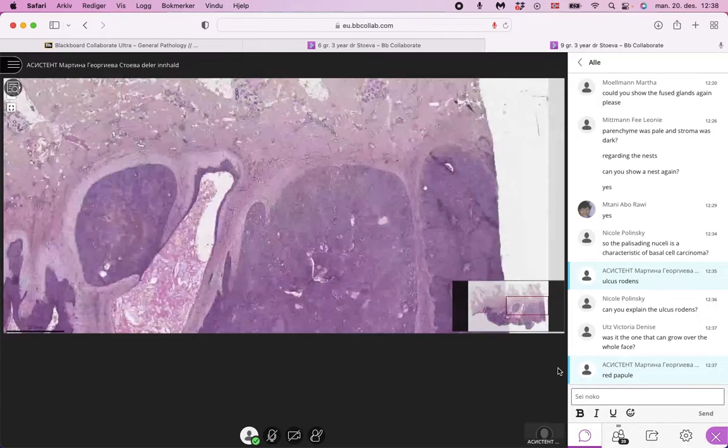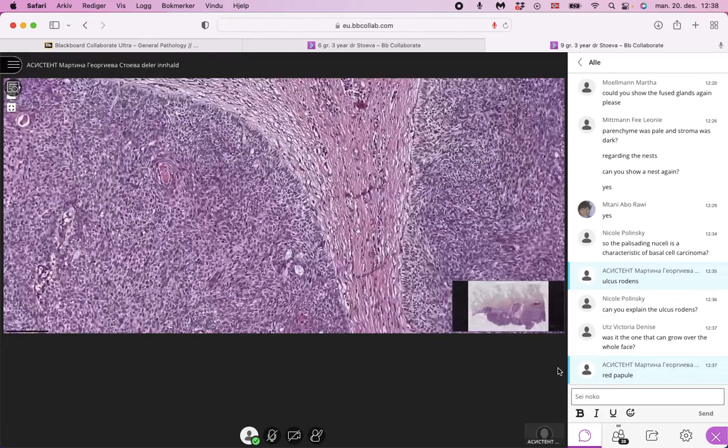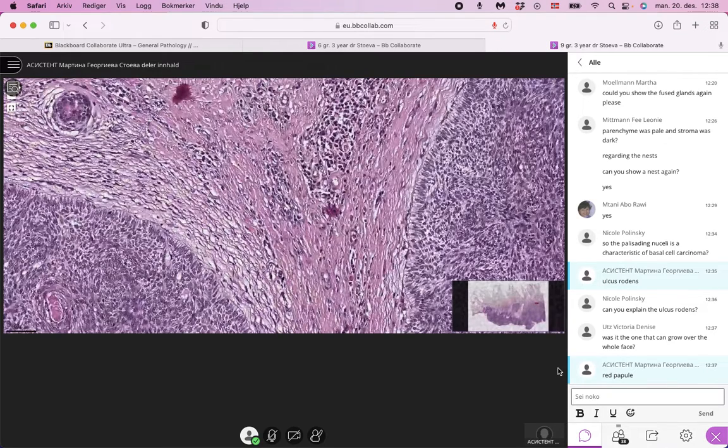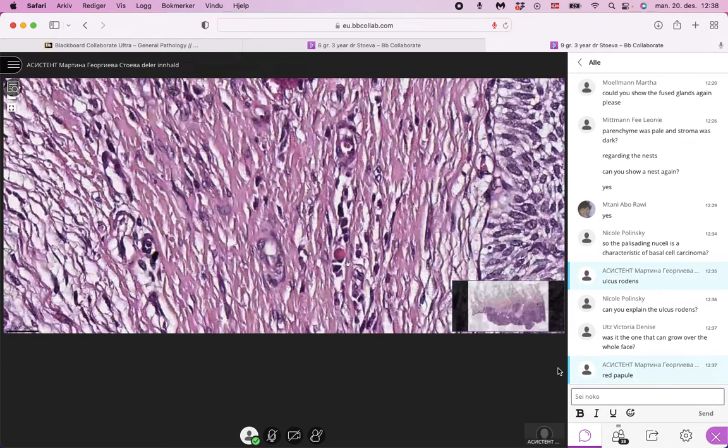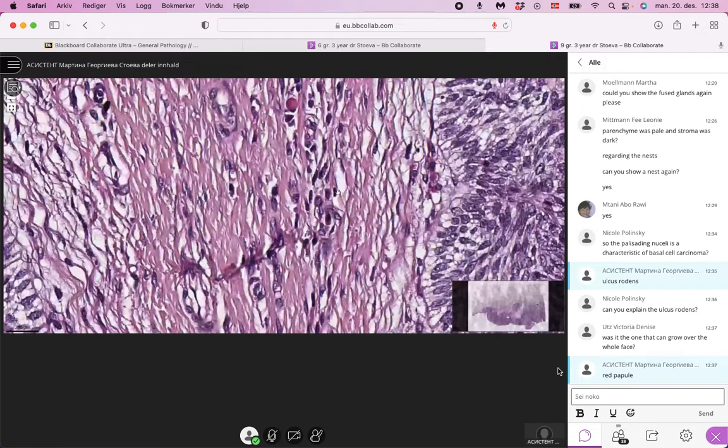I found some here in this area. Here it is, the pinkish globule within the cytoplasm of a plasma cell. This is a Russell body. Here there are some as well.